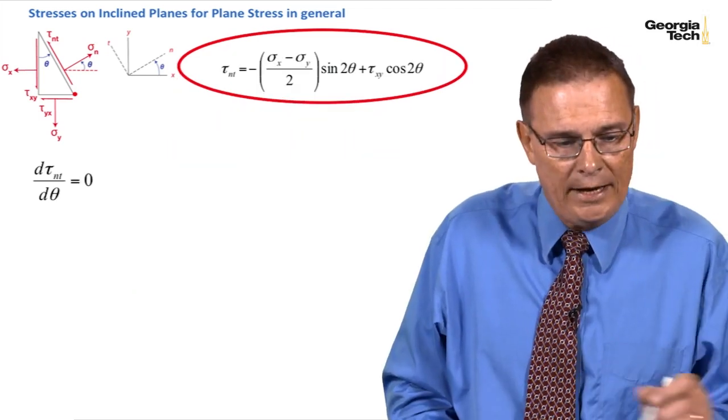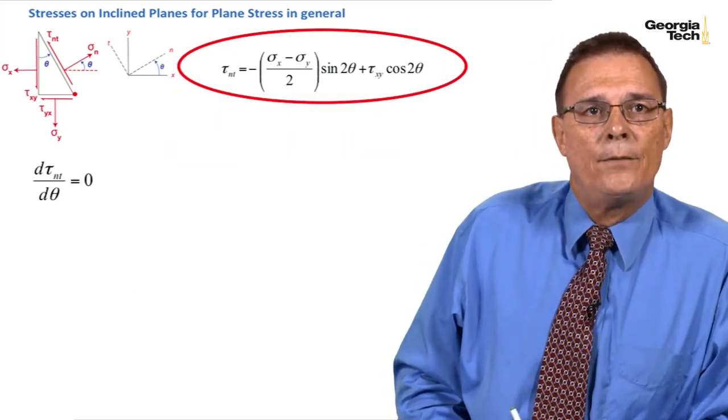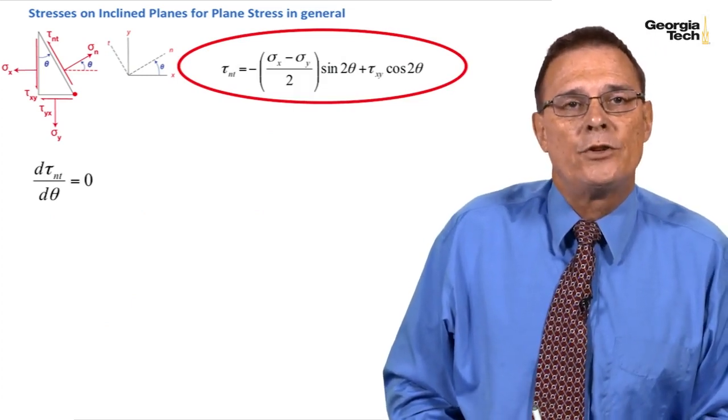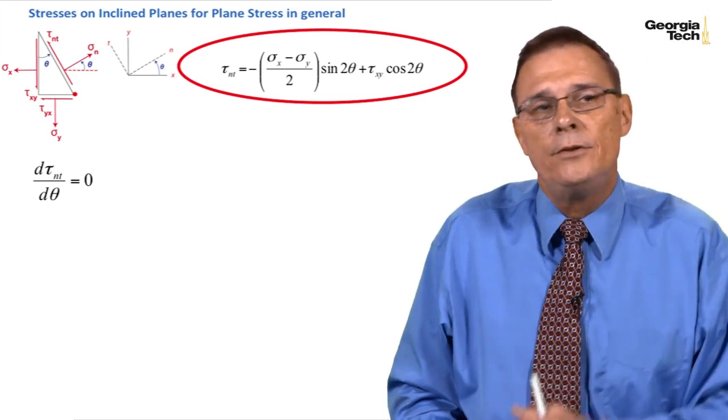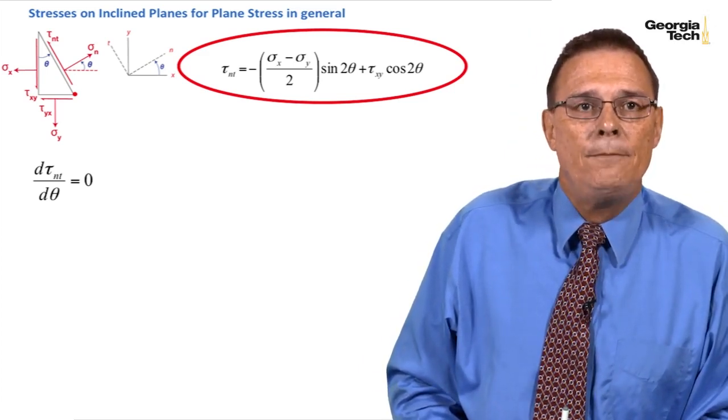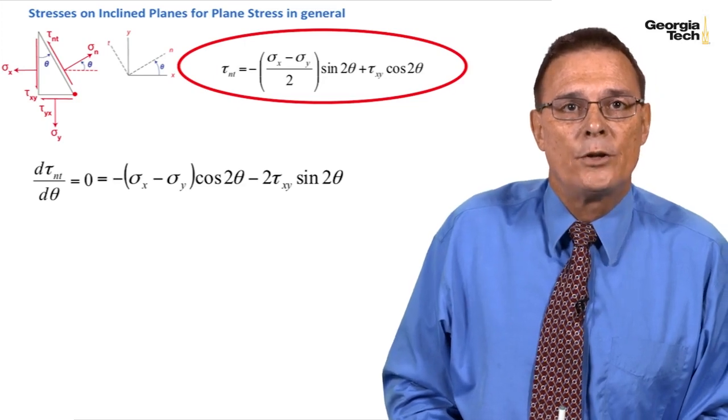And what you should say is, well, we should set the derivative of the shear stress transformation equation equal to 0. That's going to give us the maxes or the mins. And so I want you to do that on your own. Come on back and see how you did. And so here is the result.